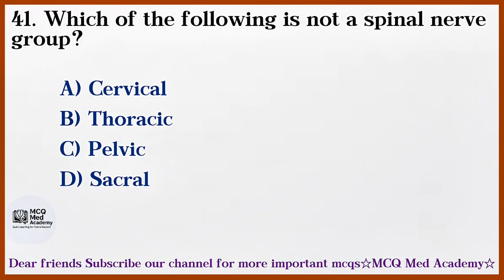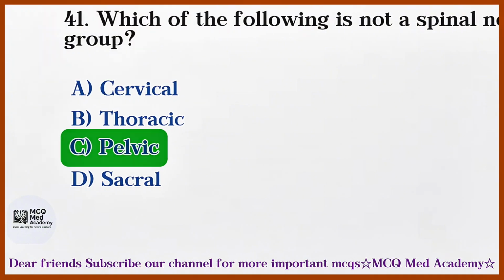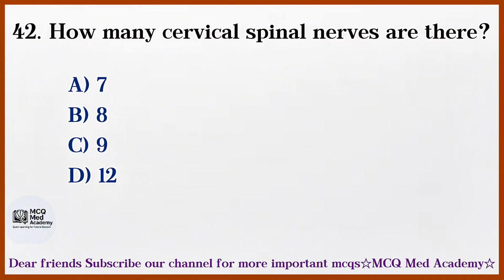41. Which of the following is not a spinal nerve group? Correct answer, C. Pelvic. 42. How many cervical spinal nerves are there? Correct answer, the 8.